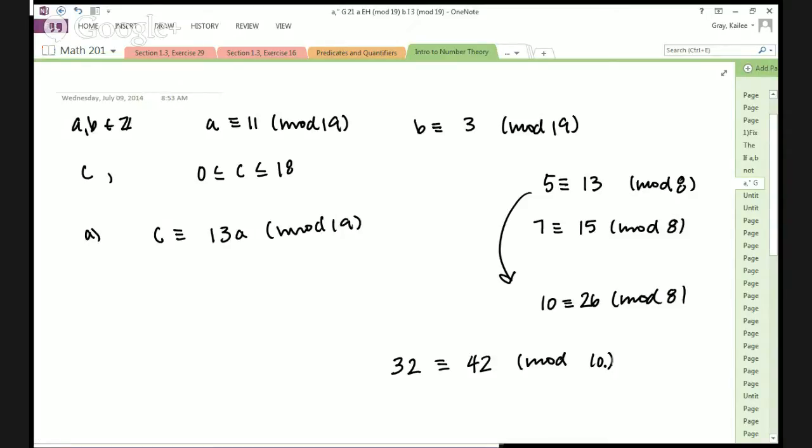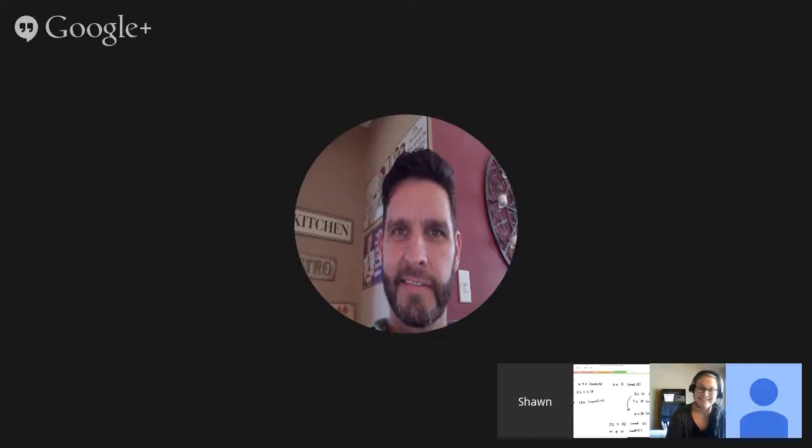Oh, this will work, okay? Because both of those have a remainder of 2. I know that's true. Now, both of those are divisible by 2. Let's divide by 2. 16 is not congruent to 21 mod 10, right? Yeah, I see that.